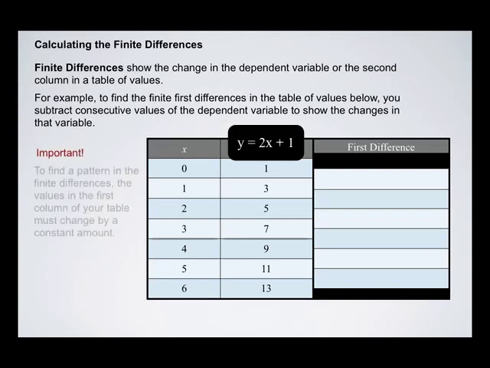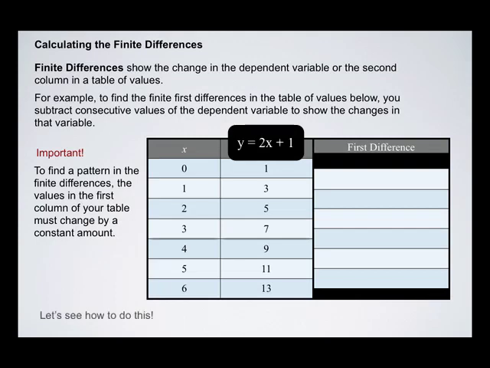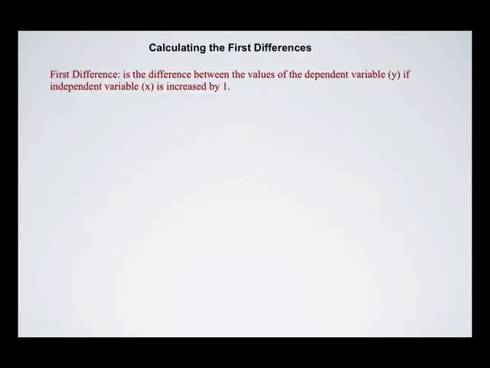It's important. To find a pattern in the finite differences, the values in the first column of your table must change by a constant amount. Let's see how to do this.